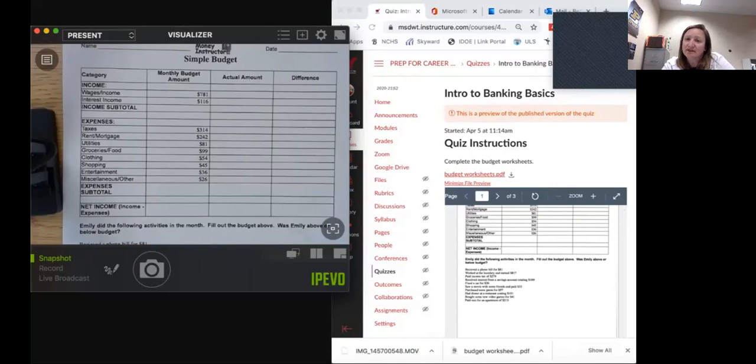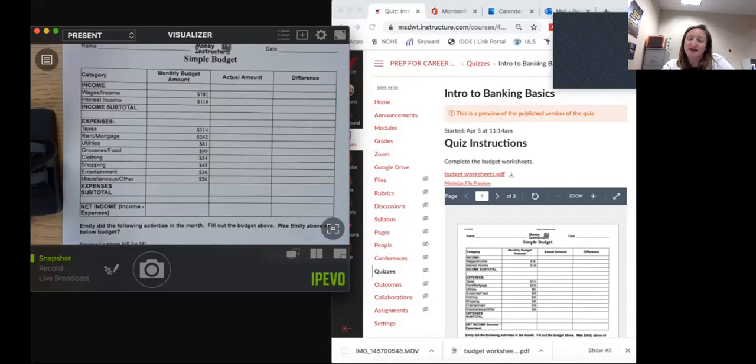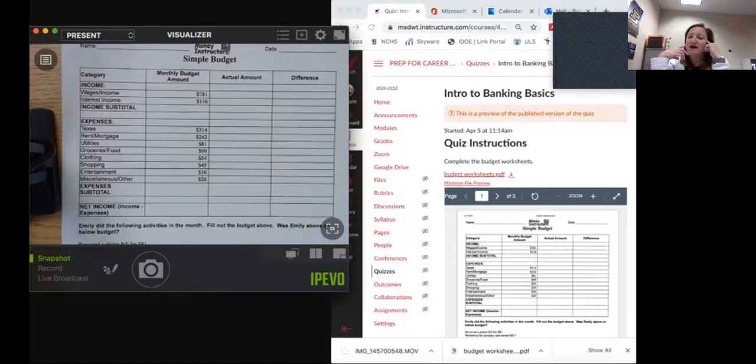So the first one is a chart, and we're going to look at a budget. With your budgets, you make your income and your expenses. Your income is the money coming in, and the expenses are the money going out, and then the difference between them. You're trying to balance your budget so that you have enough money to cover all your expenses, like your bills and stuff like that. And so we're gonna go over a few things today.